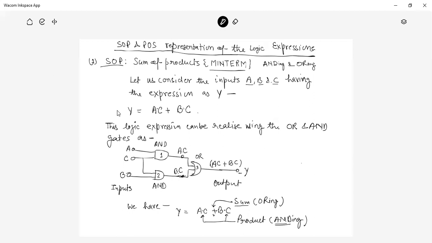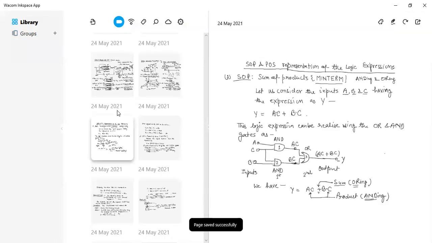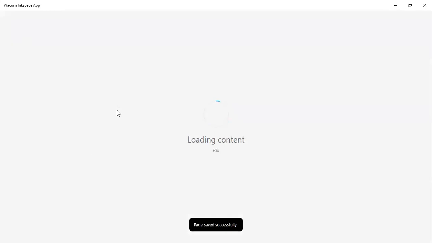So this is ANDing, then ORing. First is ANDing, the first step is ANDing and the second step is ORing. So this is the SOP.